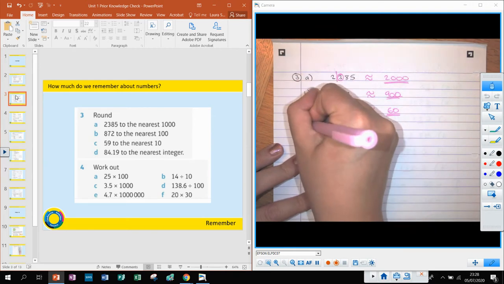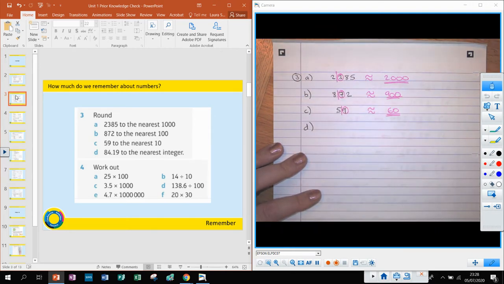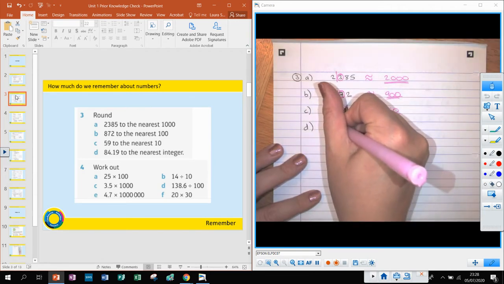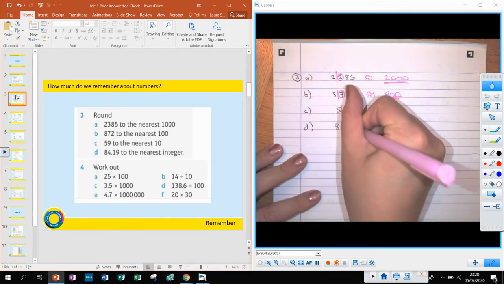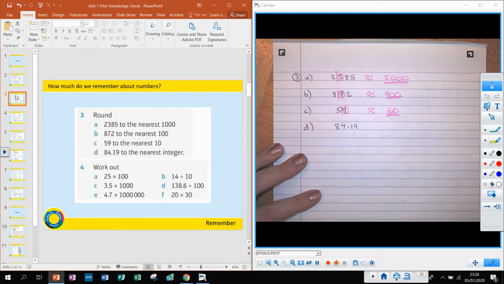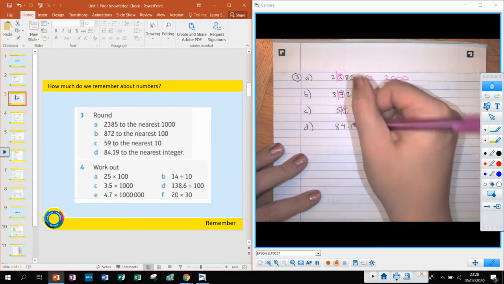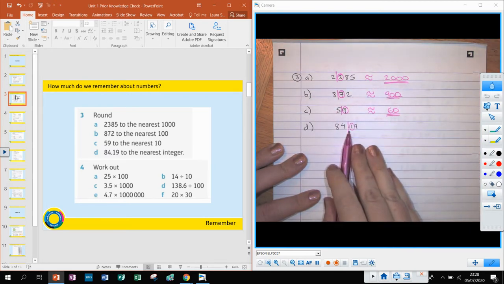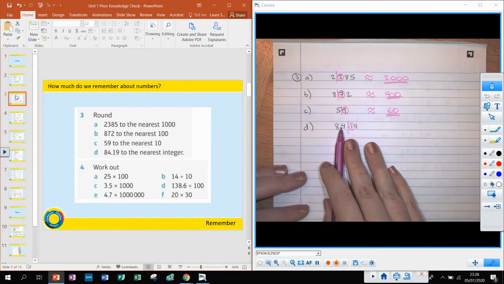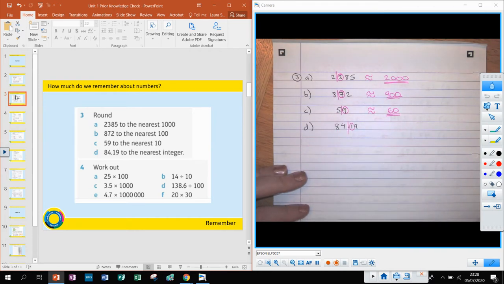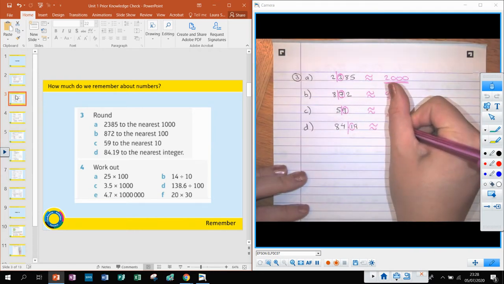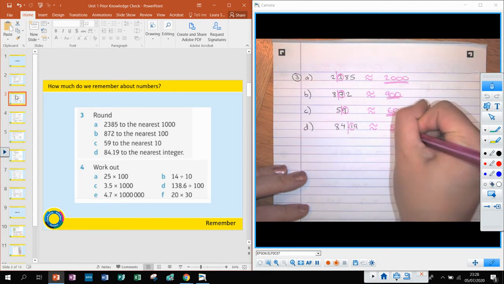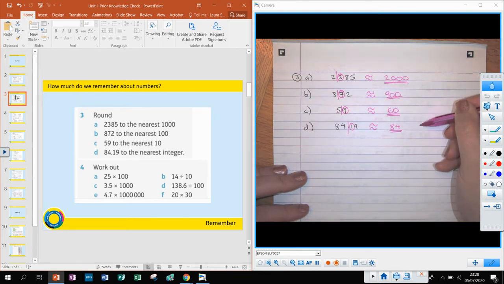Okay, and my last one, which says to the nearest integer. Remember, that means whole number. So we've got 84.19. Here's my whole number, or my integer value. So put our line here and circle the 1. Well, a 1 is less than 5, so you shouldn't be rounding this up. It should stay the same. So we say that that is approximately 84, and that would be to the nearest integer. There are no decimals. I'm hoping that makes sense.